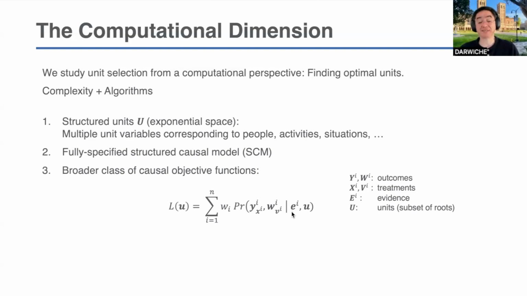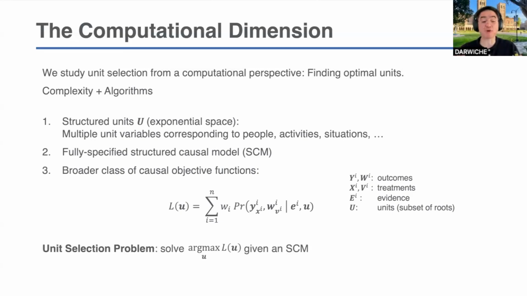We allow evidence, which was not allowed in the benefit function. We allow 2 scenarios here. Each one of them is involving a different set of interventional variables, that is treatments, and 2 different sets of outcome variables. In the benefit function, this was a single variable, the same. So this is pretty general. We assume that the units are roots in the structural causal model. Again, in general, you don't have to do this, but again, we have to start somewhere.